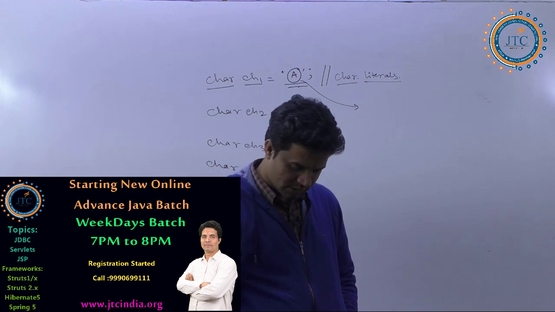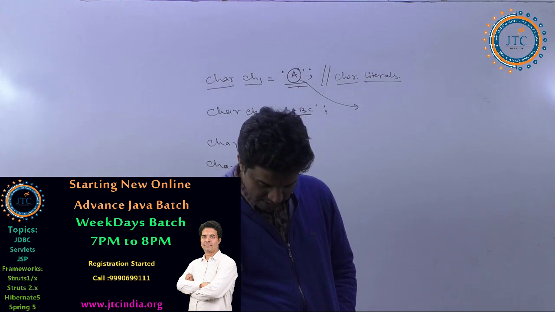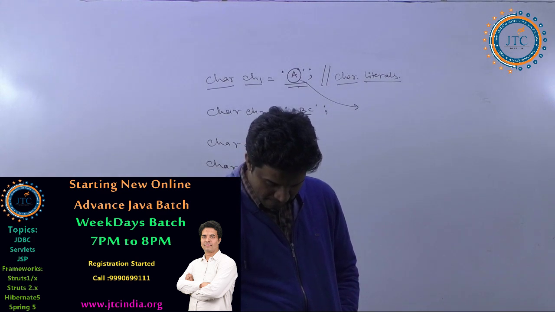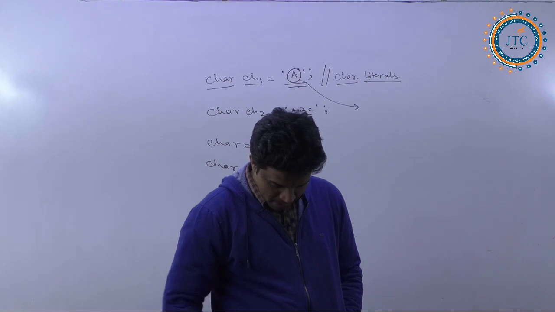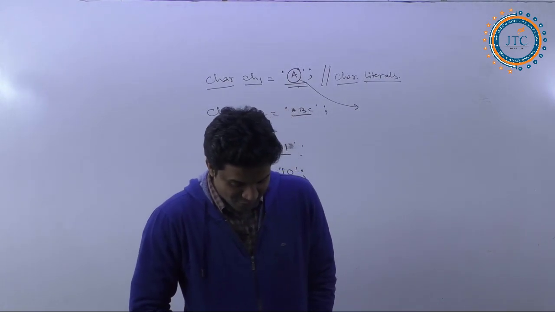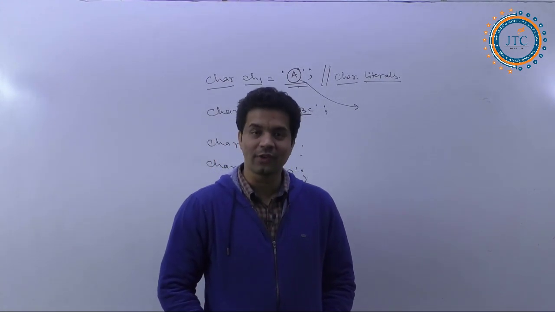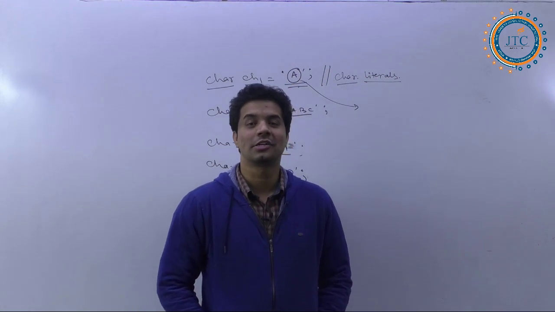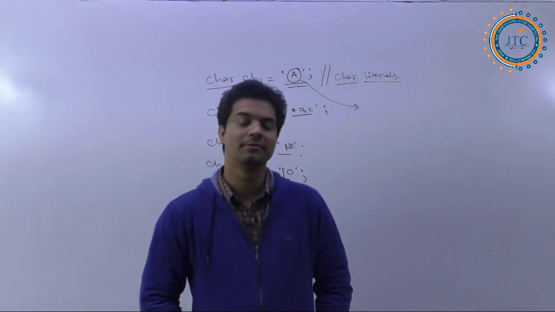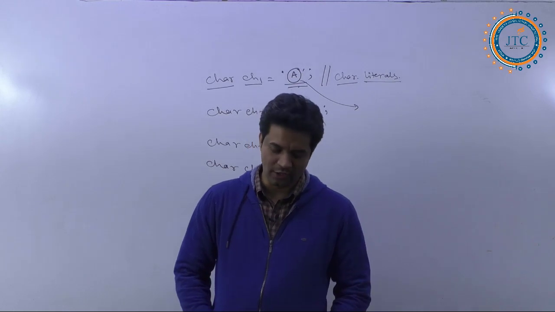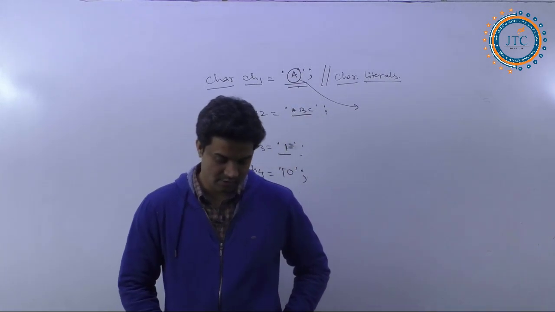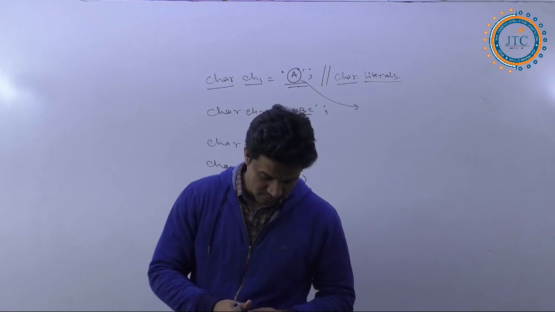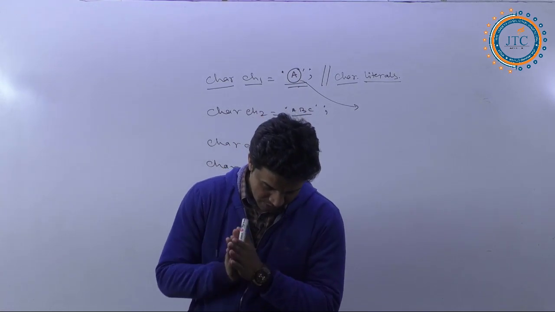Ekta Rajput, 60, 48. You guys have to decide what it is. ASCII value of A is what? 60, 65 or 48? You need to understand this. Mostly we are getting 65.